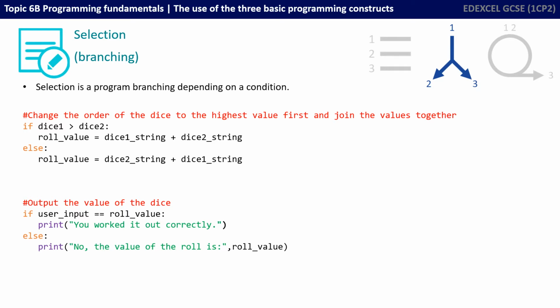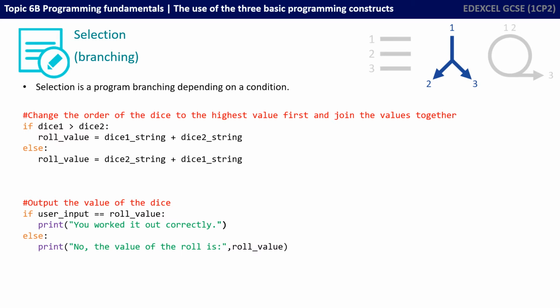Selection, or branching, is a construct that allows the program to end up going in a number of various directions depending on the outcome of a condition. The first typical selection construct you learn about is the if statement. So here we can see if dice 1 is greater than dice 2, then we execute the first line of code. Otherwise, or we say else, execute this line of code. And this is quite typical and something by now you'll probably be quite used to.